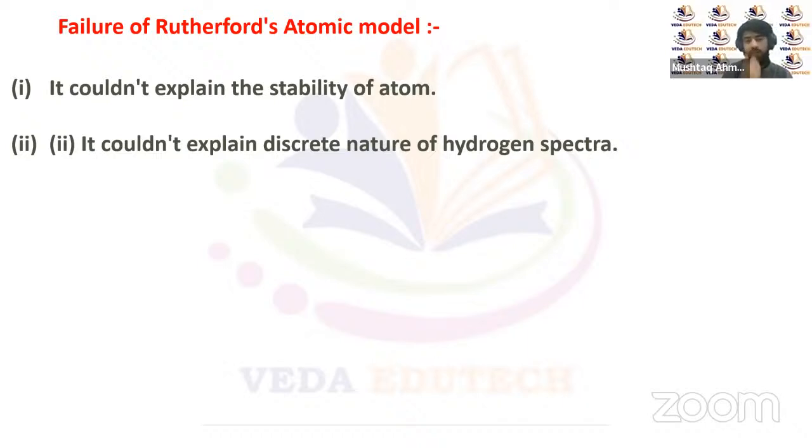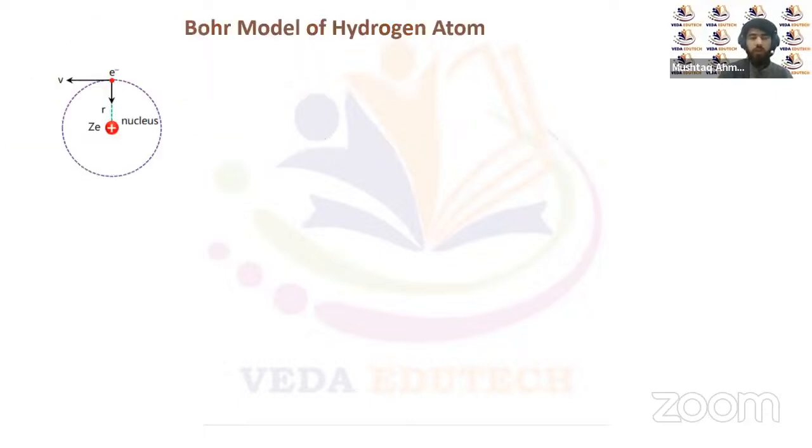So to explain this hydrogen spectrum, another model was put forward, given by Niels Bohr. These were some of the important shortcomings of Rutherford's model of atom. Then Bohr's model of atom was introduced, particularly Bohr's hydrogen model of atom. Now, let's talk about Bohr's model of the hydrogen atom.